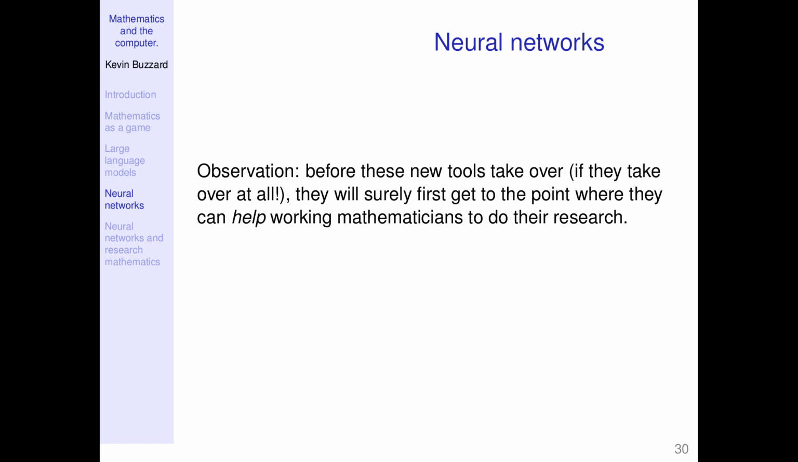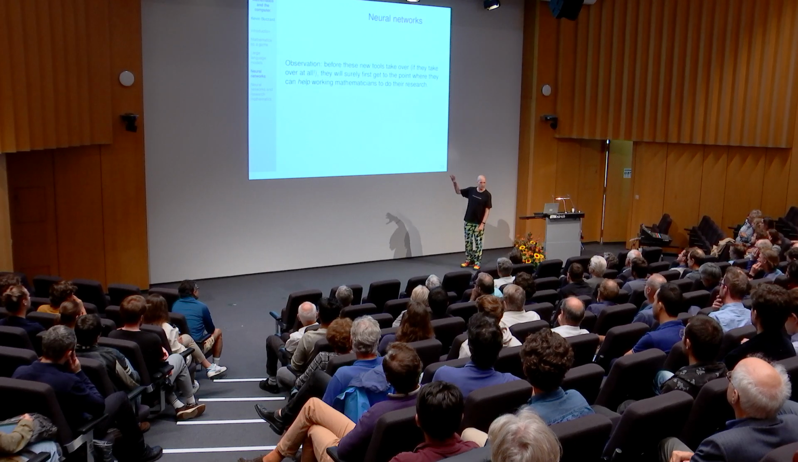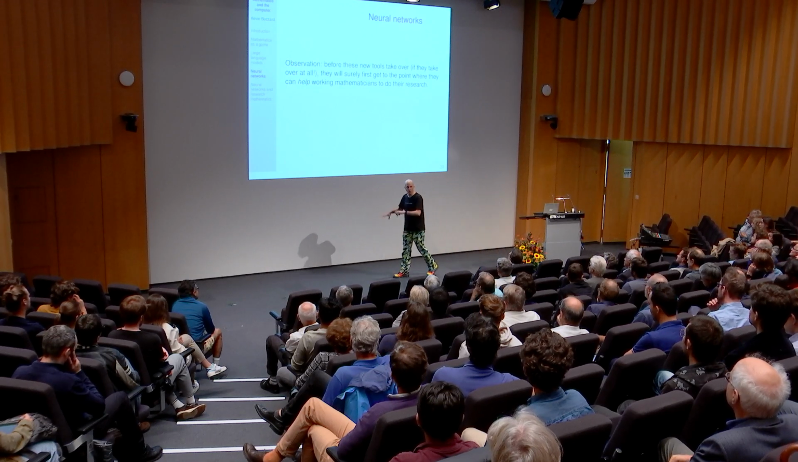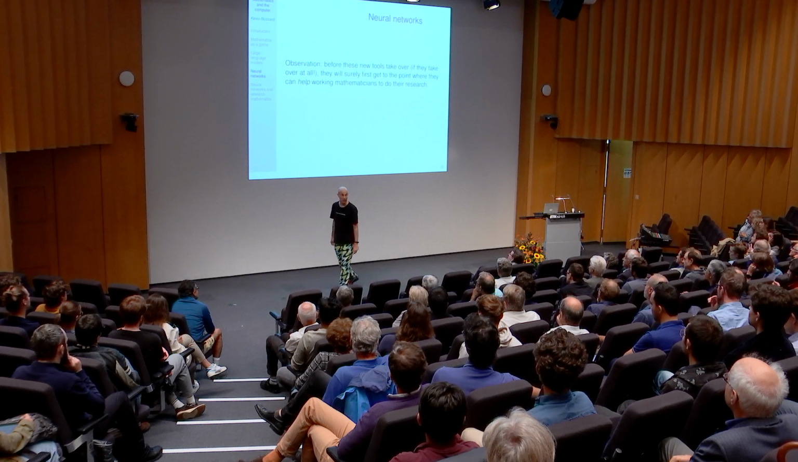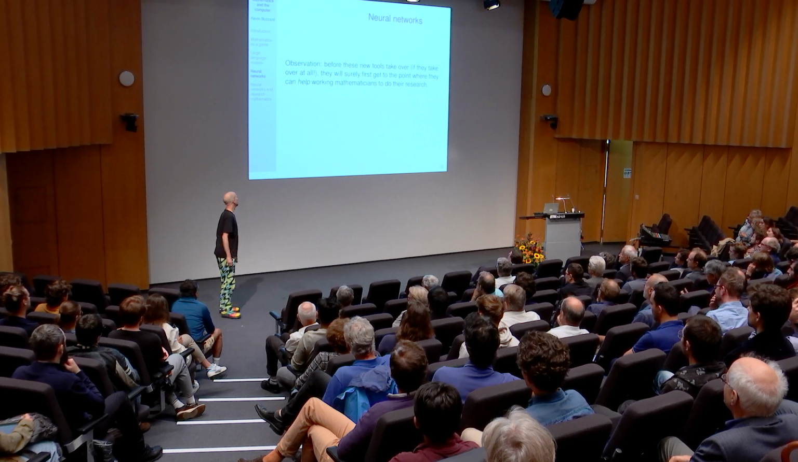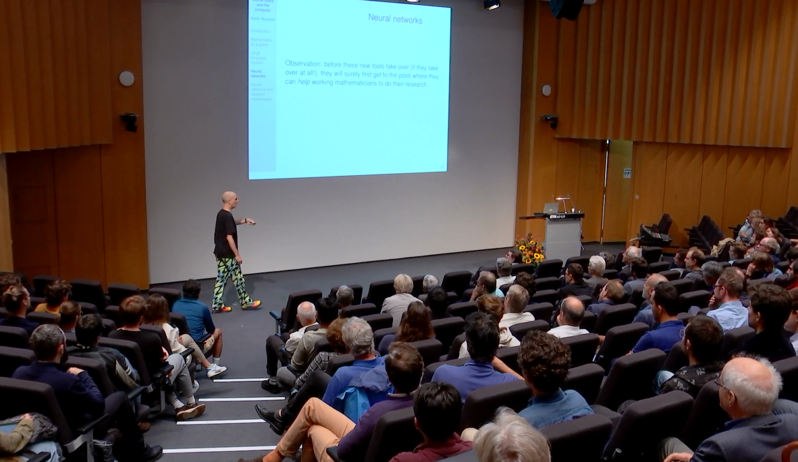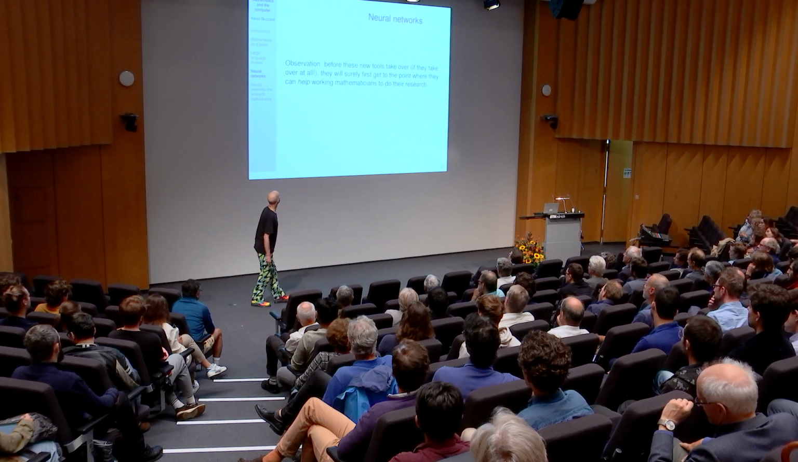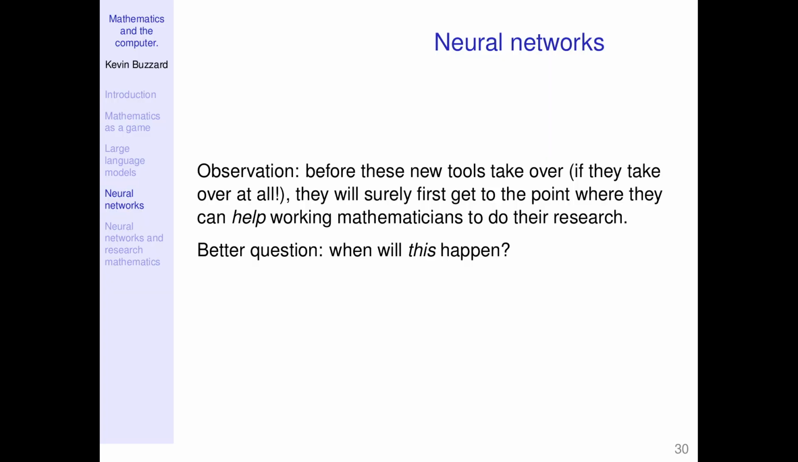So if you believe these computer scientists, then we're all going to be out of a job by 2030. But before the machines get really good, it will surely get to the point where they can start helping us. Unless there's some weird discontinuity, it will get to the point where they can become collaborators. And so maybe a better question is when will this happen? When will they start being collaborators? And the answer to this question, rather surprisingly, is that it's happening already.